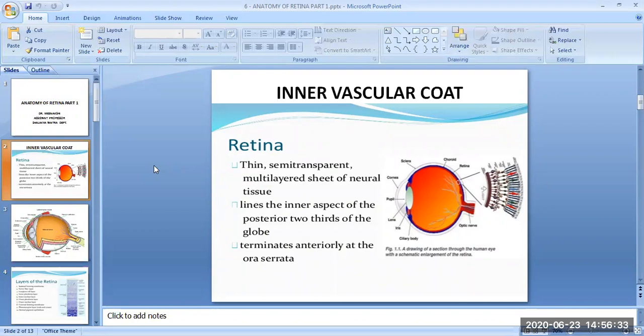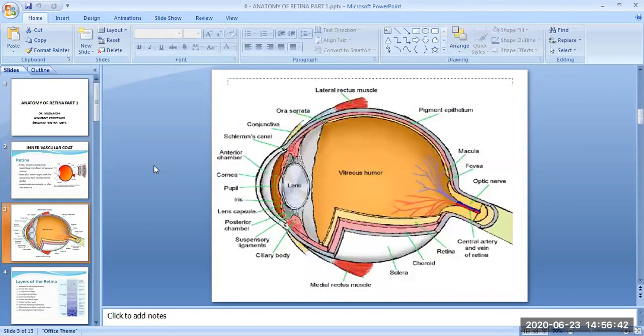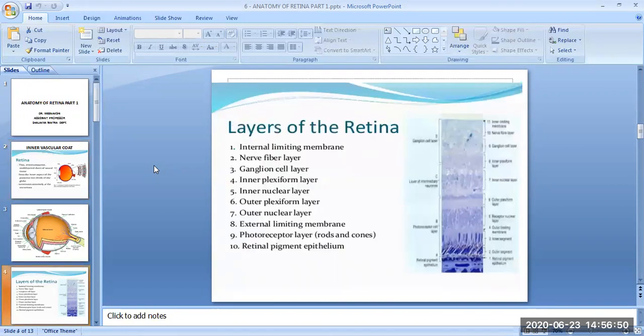Okay, so what is the ora serrata? It is a serrated peripheral margin where the retina ends. Here is an image. They have shown the retina part, which is the inner vascular coat. Then the layers of retina.